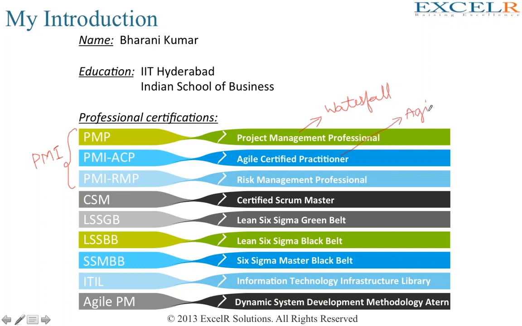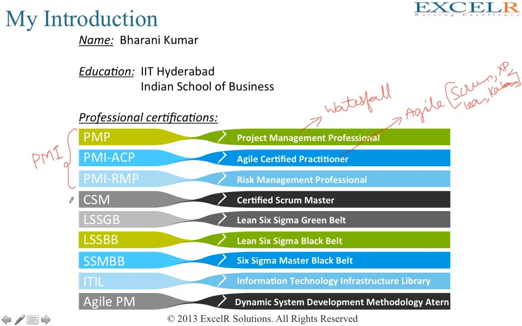This ACP, Agile Certified Practitioner, exposes participants to four Agile methodologies: Scrum, Extreme Programming, Lean, and Kanban. So I can manage projects using both Waterfall methodology and Agile methodology. I'm also a PMI RMP, Risk Management Professional, so I can manage risks pretty well on a project.